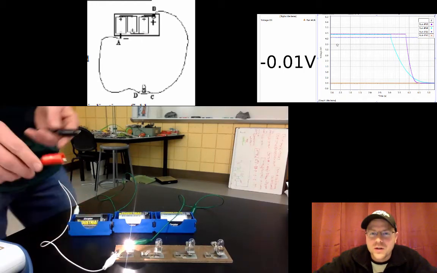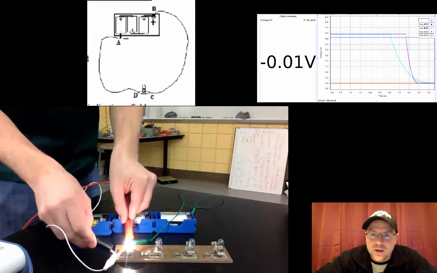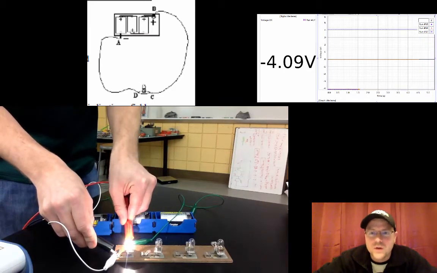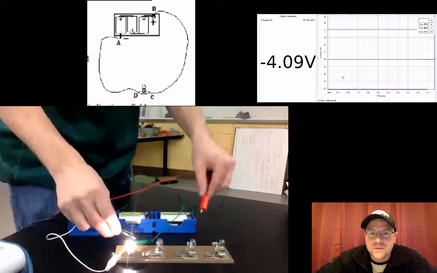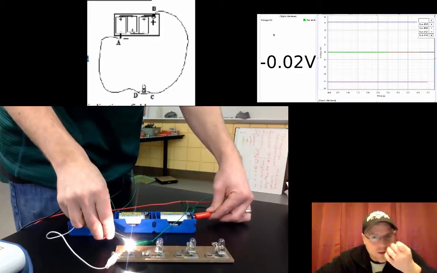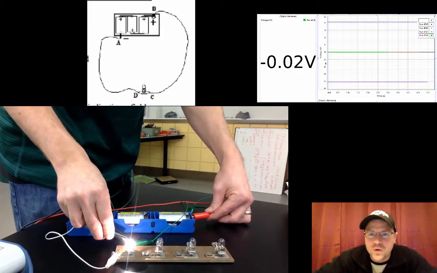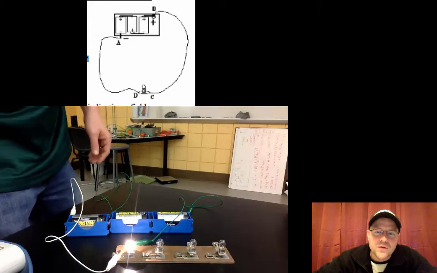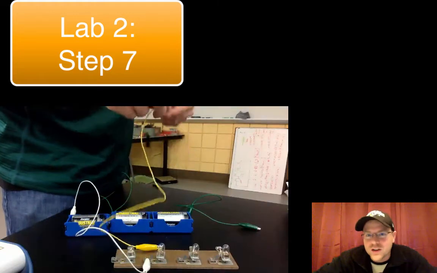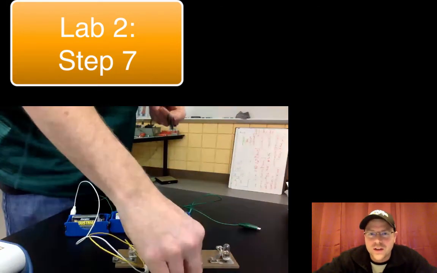When we go across the light bulb though, we see a drop in voltage of negative 4.09. And we're going to do one last measurement from D back to A, and we see a negative 0.02 volt loss. So as you go around that setup, you want to add up all the volts from the battery and then subtract all your voltages through the wires and the light bulb.